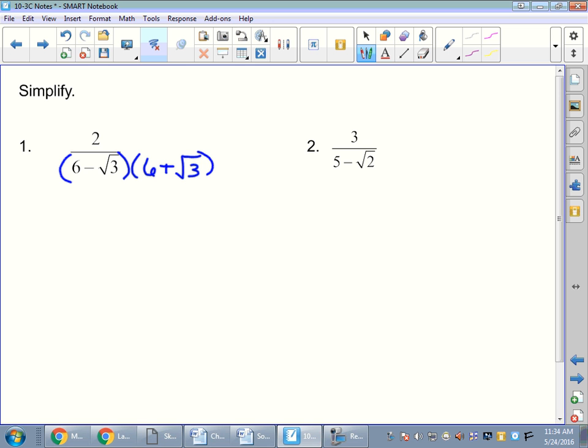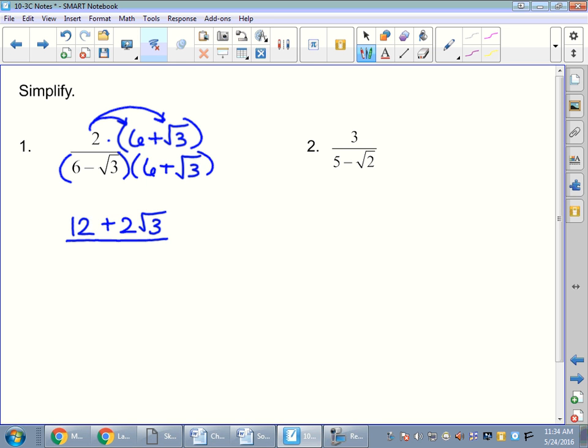Whatever you do to the bottom, though, we also have to do the top. So I'm going to multiply both top and bottom by 6 plus root 3. So on top, I'm going to distribute a 2 through. 2 times 6 is 12. And 2 times root 3 is positive 2 root 3. So my numerator is 12 plus 2 root 3.